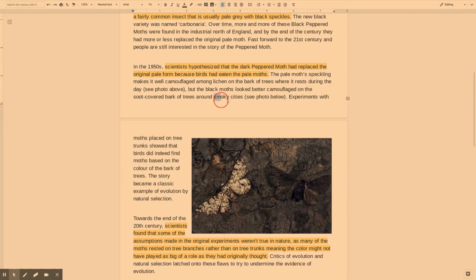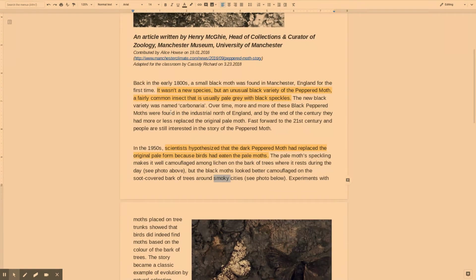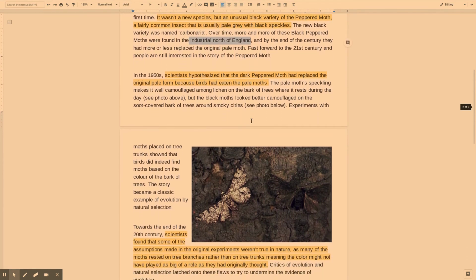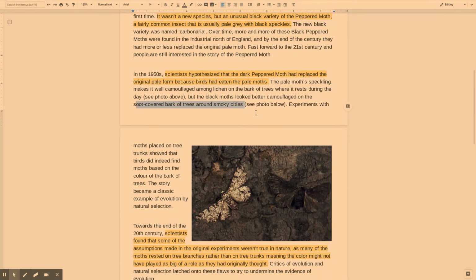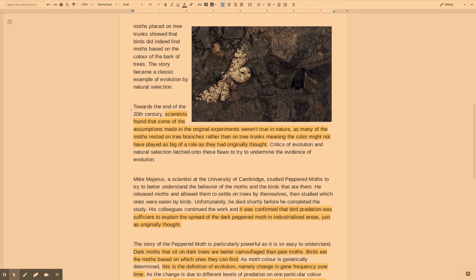So the soot-covered bark of trees around smoky cities. Why were the cities smoky? As it said, this is found in the industrial north of England. In the early 1800s, we call it the Industrial Revolution. A bunch of factories started being made, especially in the industrial north of England. They're making all kinds of stuff up there. The factories burn coal for power. Coal produces soot. That soot gets deposited on the trees around the smoky cities. So that's when we start seeing these black moths, when we start seeing these trees covered in the smoky soot. All right, so let's move on.